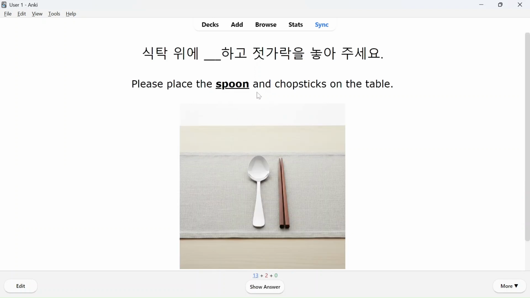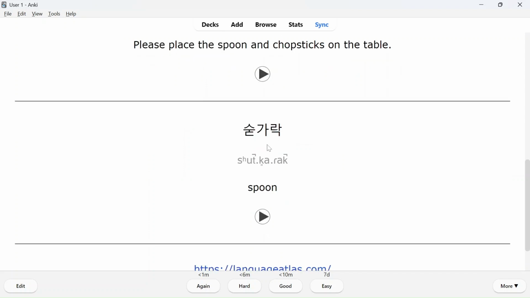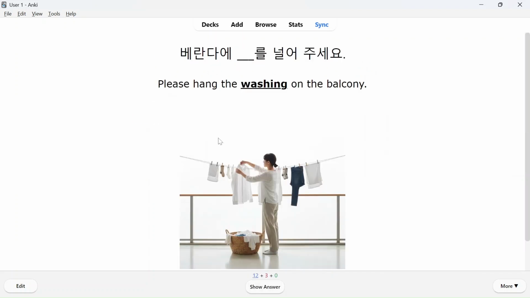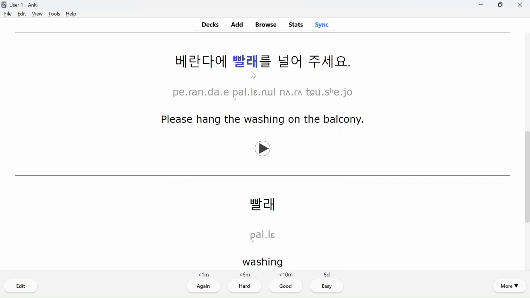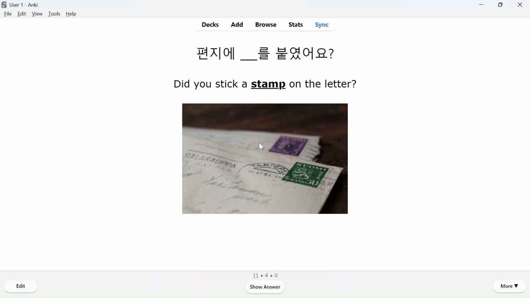Please place the spoon and the chopsticks on the table. How do you say spoon? 식탁 위에 숟가락하고 젓가락을 놓아주세요. 숟가락. Great. Let's do another one. Please hang the washing on the balcony. How do you say washing? 베란다에 빨래를 널어주세요. 빨래.